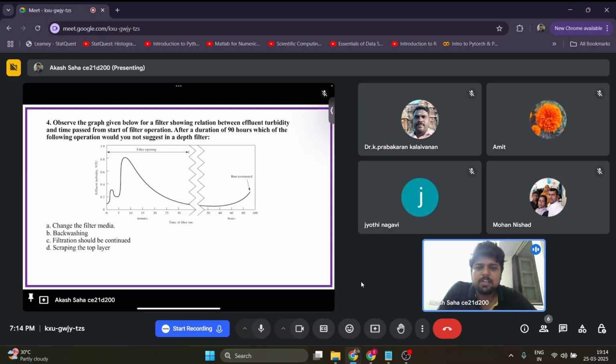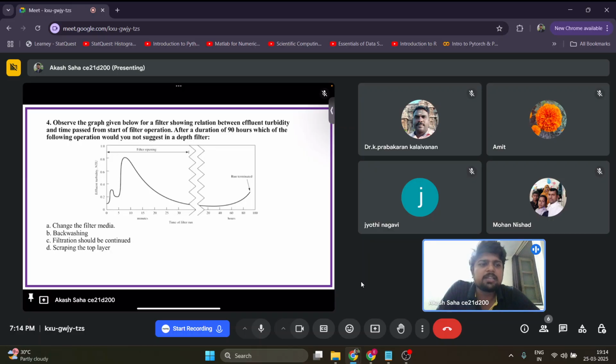Okay, then after around 80 to 90 hours, here it shows that the effluent turbidity has started rising again. That means now it is time that we have to either go for some kind of backwashing to remove the clogging, or we can change the filter media itself, so that we can have a fresh set of filter media and then do effective filtration, or we can even do scraping of the top layer. So all these three are measures that we take to remove the clogging of this filter.